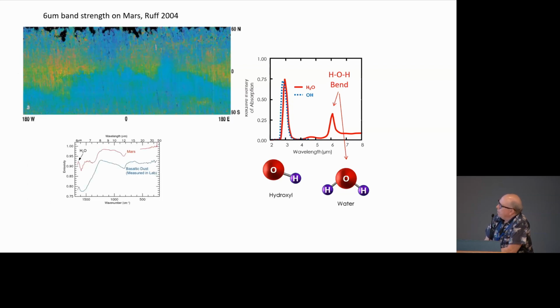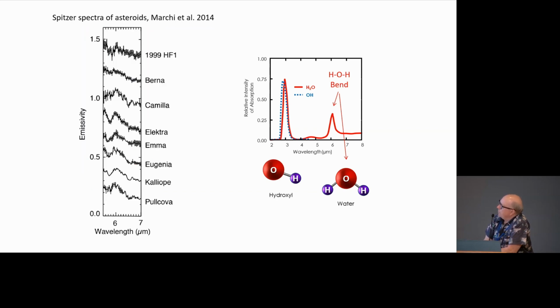It's been detected on Mars. In the plot on the lower left, there's a little bump there at H2O near 6 microns. In wave numbers, it's 1550. This is from Steve Ruff's paper in 2004 about zeolites, showing the depth of the 6 micron feature on Mars. We also think we see this in asteroids.